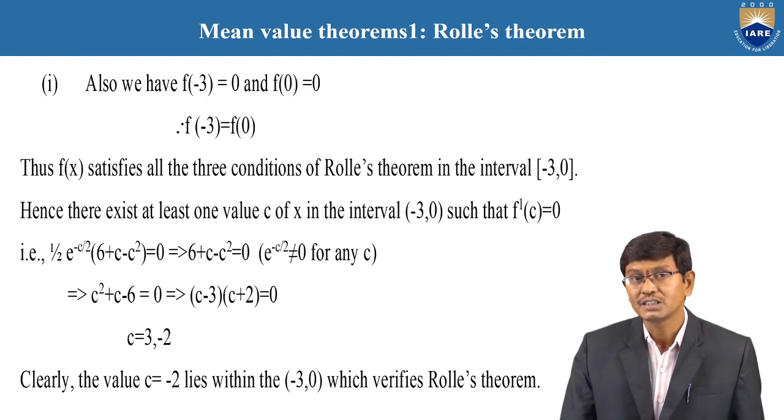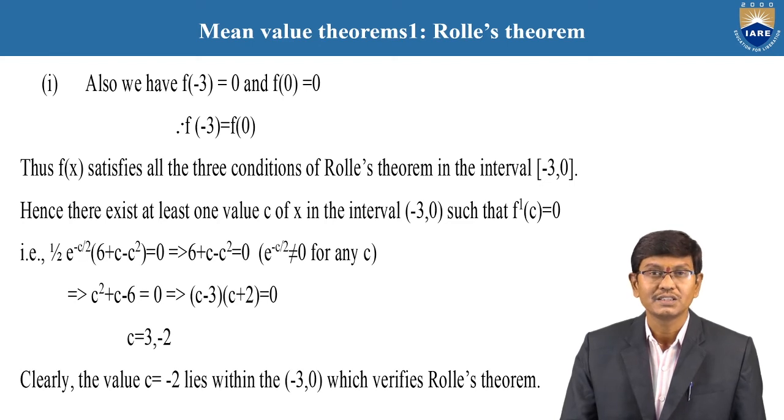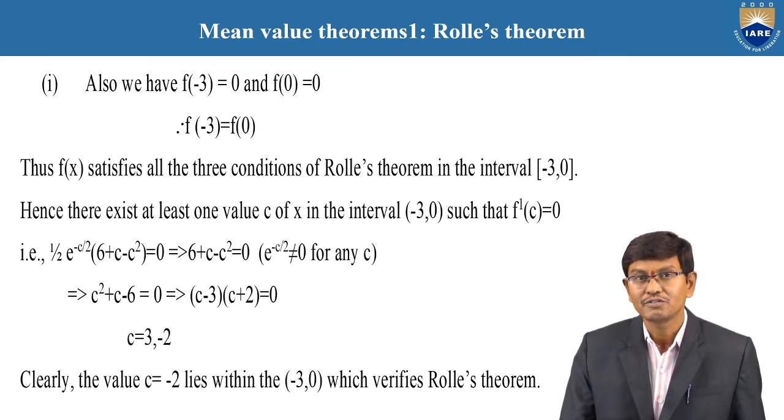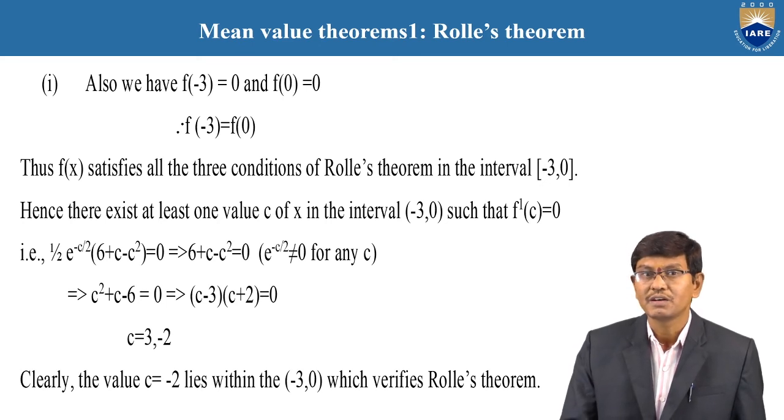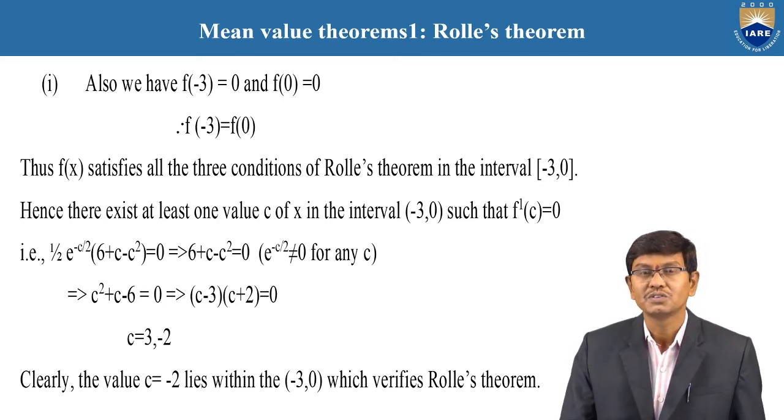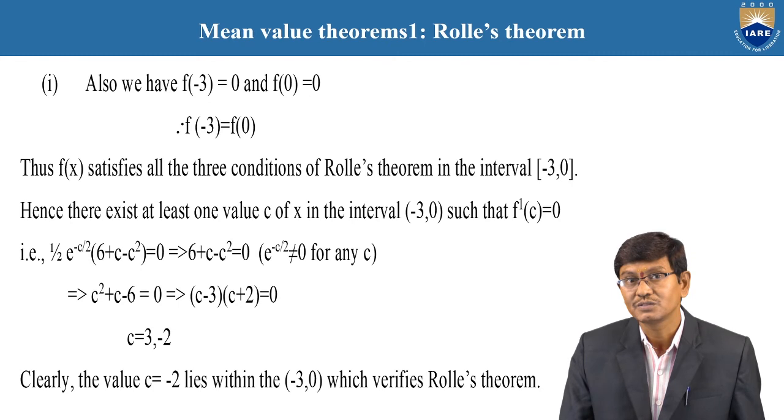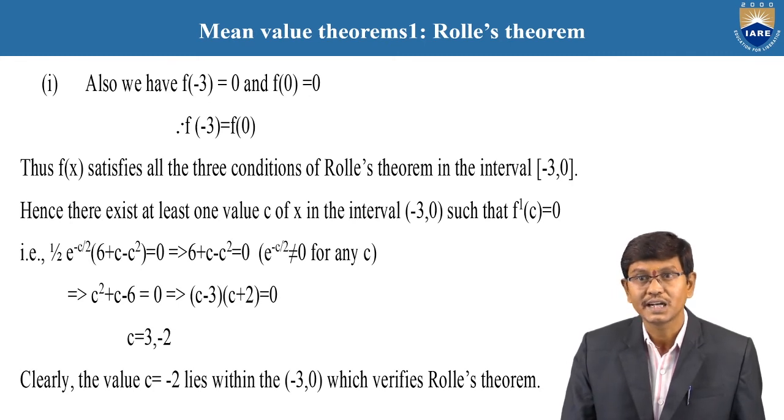Why? Because the function is continuous in the closed interval a comma b, f of x is differentiable in the open interval a comma b, and f of a is equal to f of b is satisfied. And moreover, f dash of c is equal to 0, such that there exists c belongs to a comma b, is also satisfied.